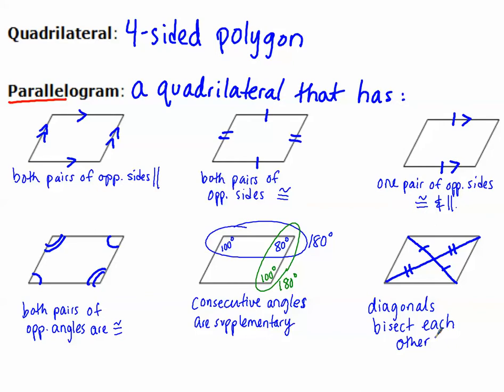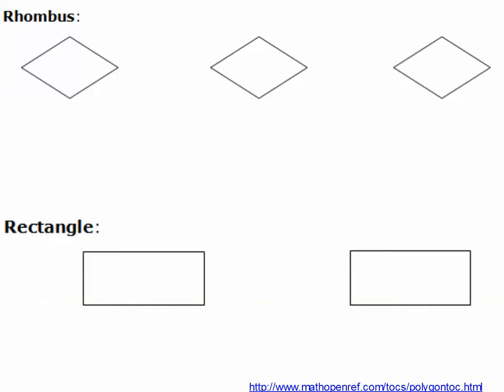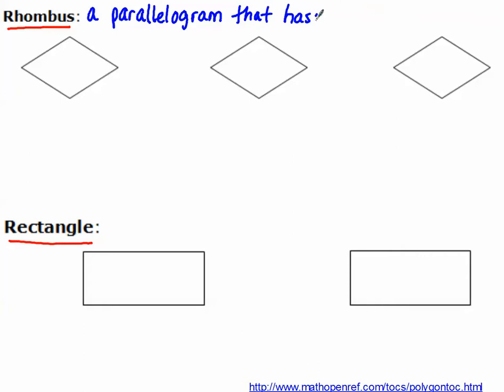Today we get more specific into types of parallelograms. If we narrow down a parallelogram in certain ways, we get more specific types of parallelograms like the rhombus and the rectangle. Both of them are types of parallelograms. So we will say a rhombus is a parallelogram that has the following 3 things.